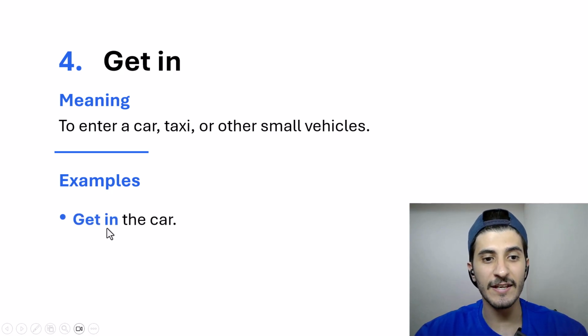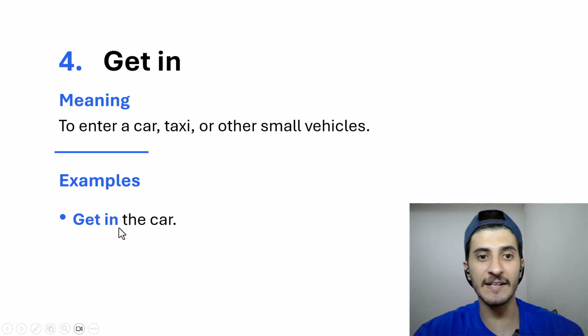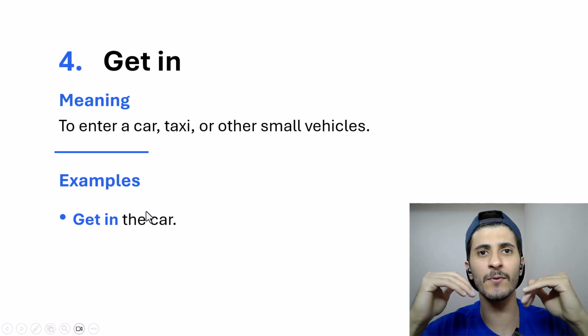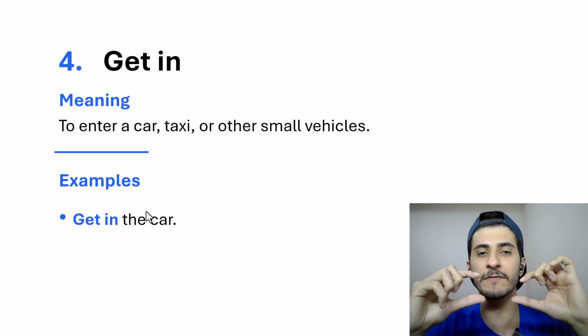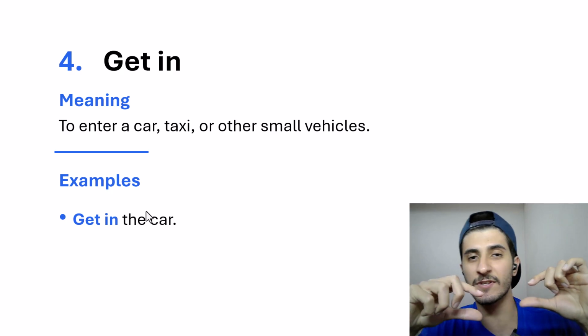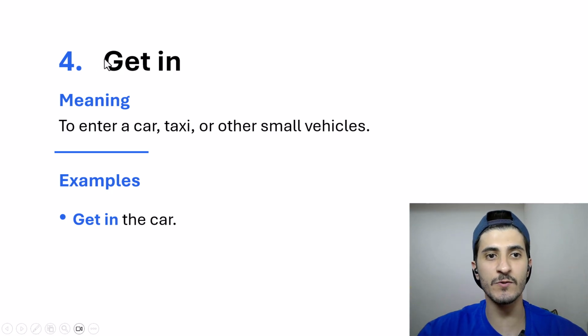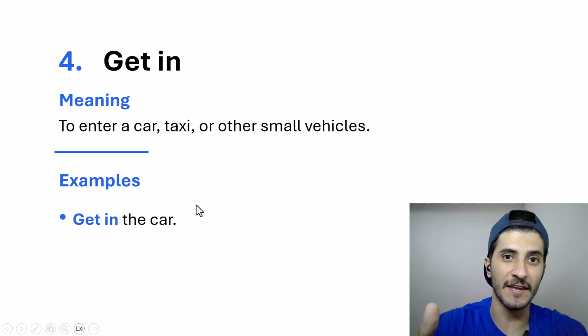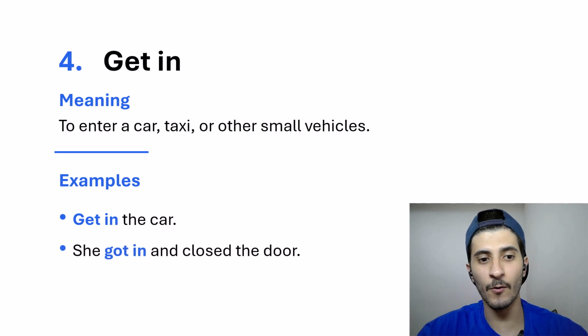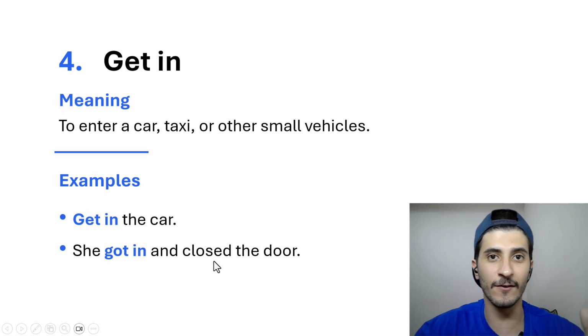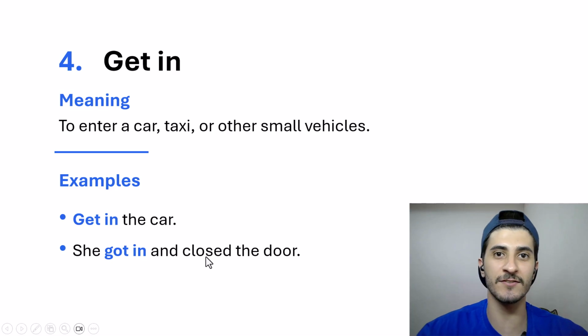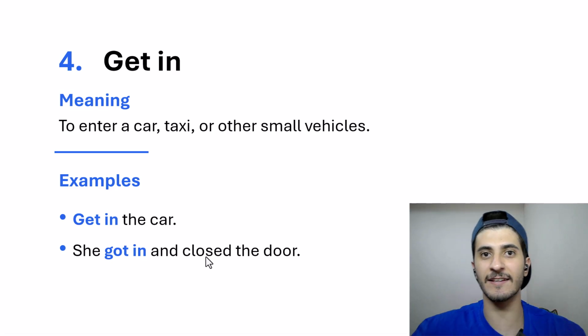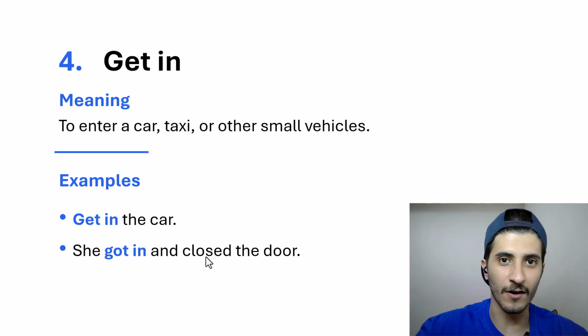For example, get in the car. So imagine, for example, all small vehicles, all small transportation vehicles, we should use get in. Get in the car, meaning enter the car. Or she got in and closed the door. She got in and closed the door, meaning she entered the car and closed the door of the car.